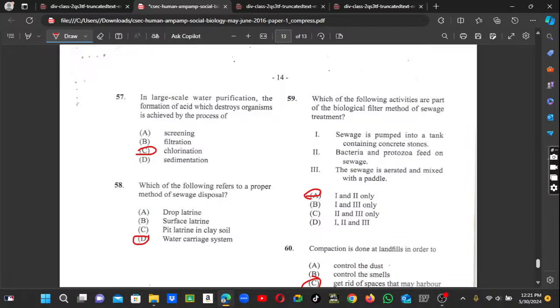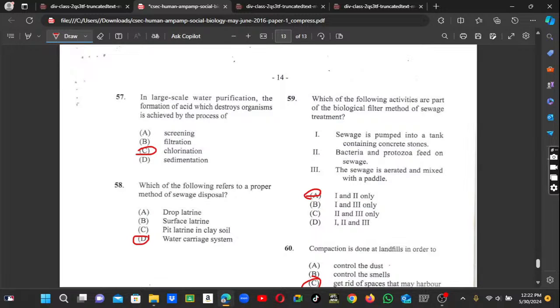Alright, good. Number 58, we're almost through, guys, through this 2016 paper 1. It says which of the following refers to a proper method of sewage disposal. So we're talking about the preferred one, therefore it would be the water carriage system. So the answer for number 58 would be D.